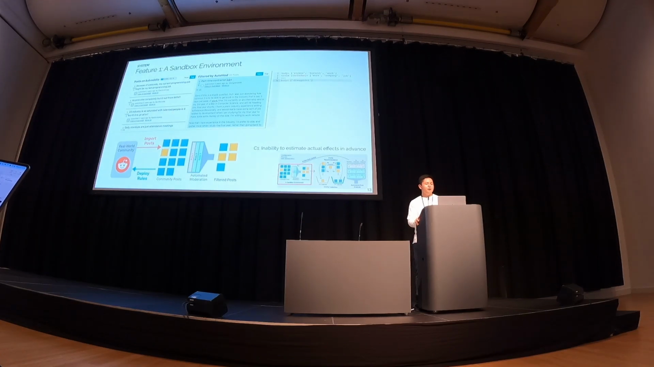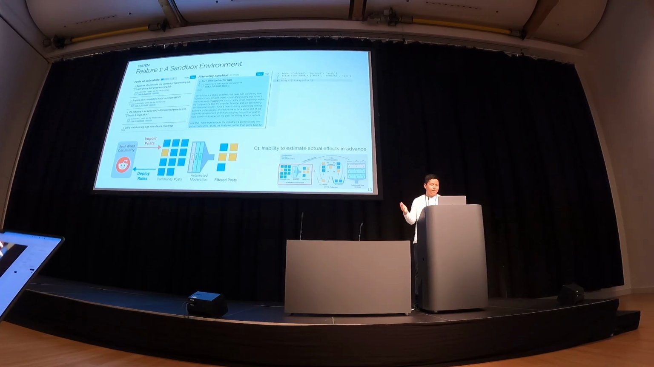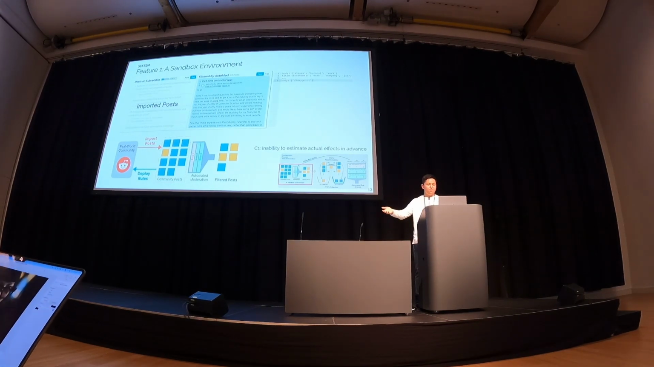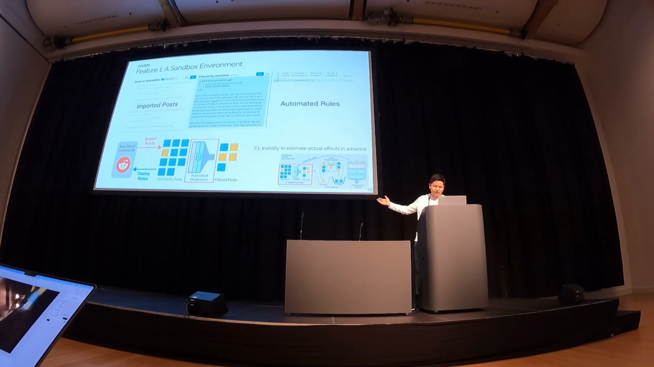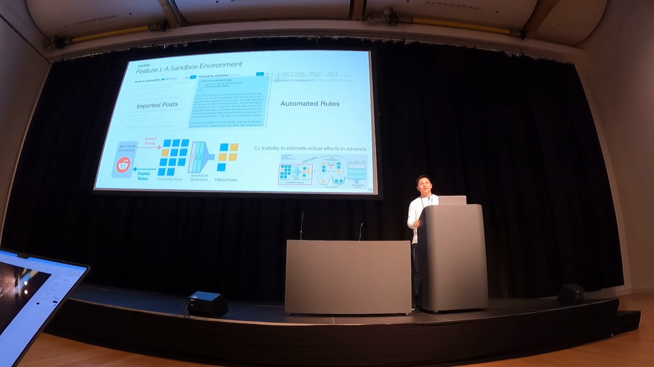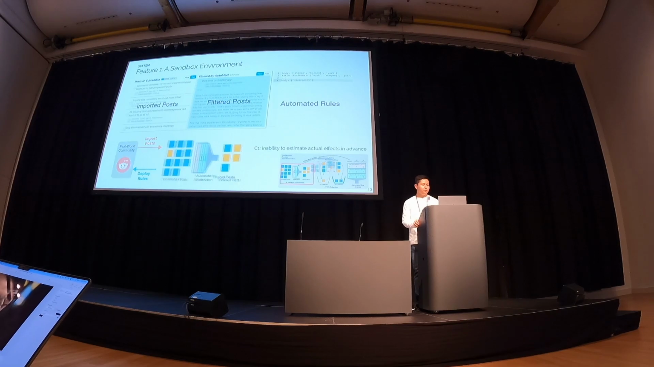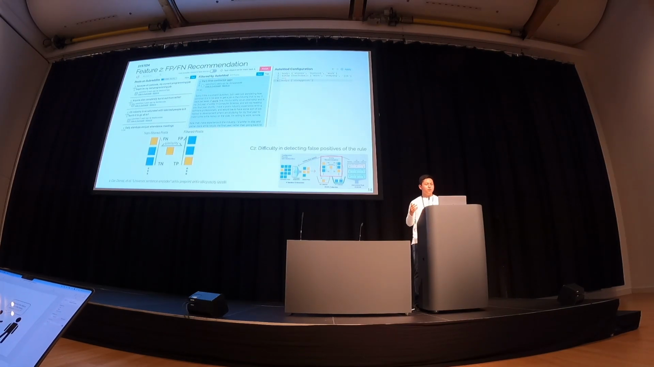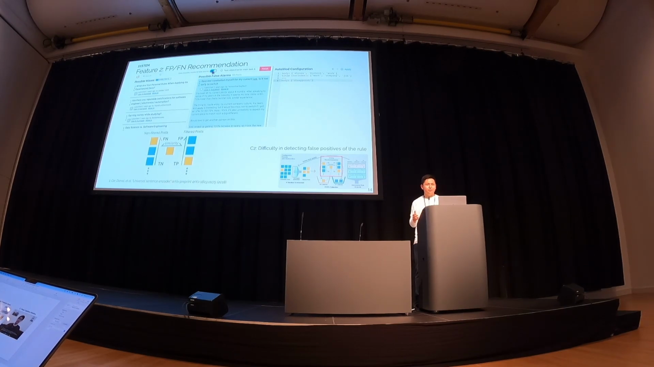As you can see, ModSandbox basically supports the testing environment for moderators to import posts from their communities, write their automated rules, and check the posts filtered by rules. Also, users can sort those posts to find potential false positives and negatives, effectively using its FP-FN recommendation. This feature utilizes a sentence embedding model to calculate the semantic similarity between all posts in ModSandbox and the target posts they want to filter.